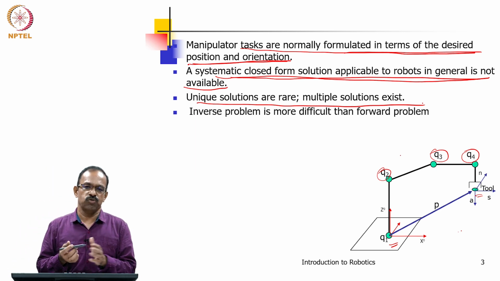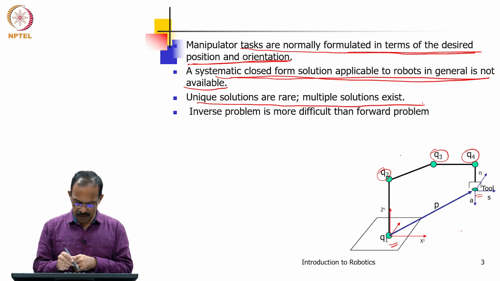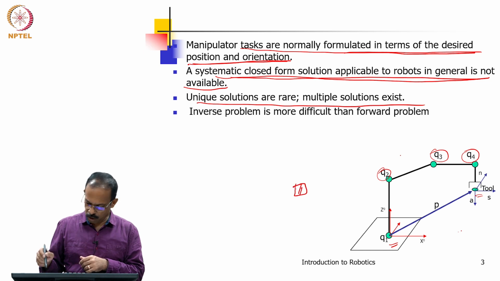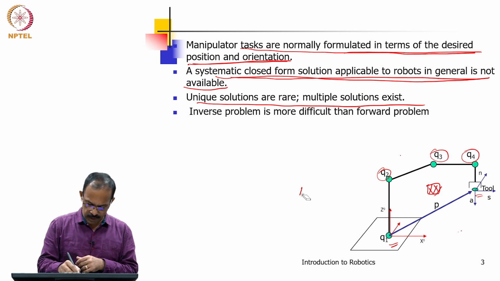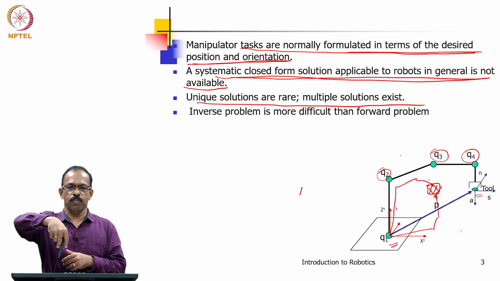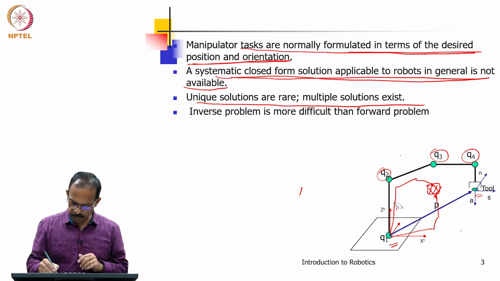Many times you will have multiple solutions. Suppose you have a point here, or okay, assume that this object is here and you want to reach this point. You can reach from here, or you can reach like this also. So, you can have an elbow up or elbow down kind of solution. This kind of multiple solutions is very common in inverse kinematics.